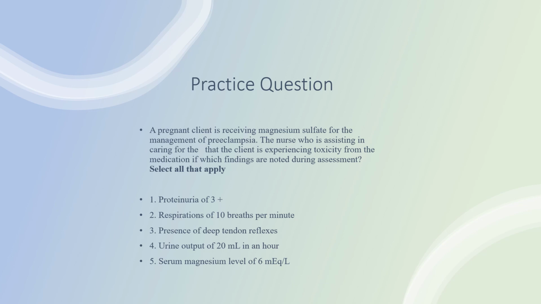Urine output must be at least 25 to 30 mils per hour. And therapeutic levels of magnesium are 4 to 7.5. Proteinuria of 3+ is an expected finding. So it was the urine output and the respiration rate that were abnormal.